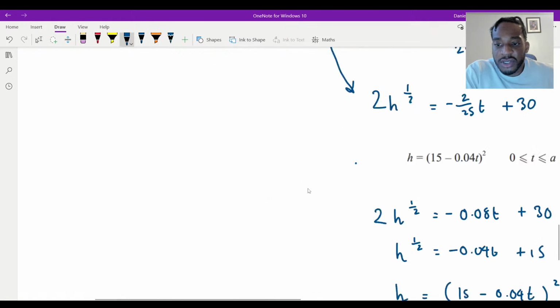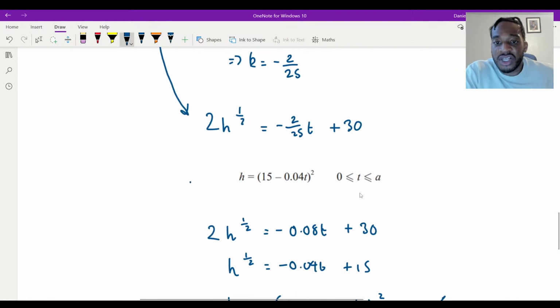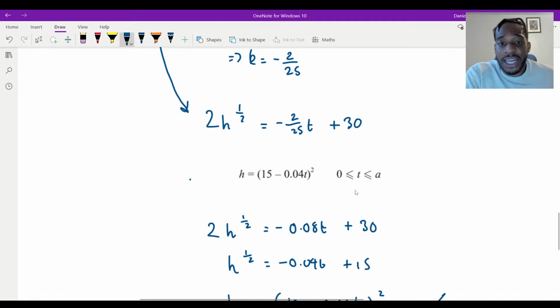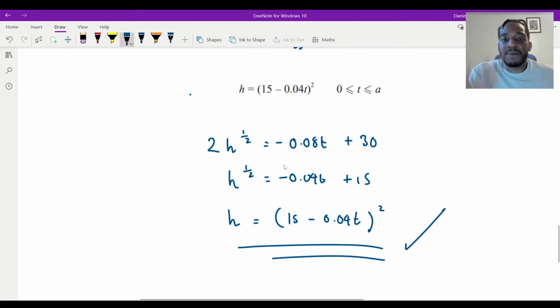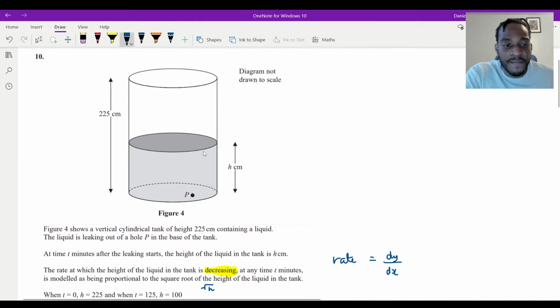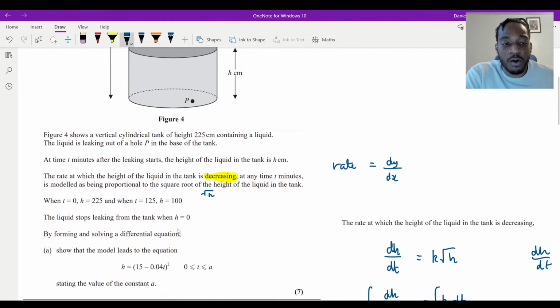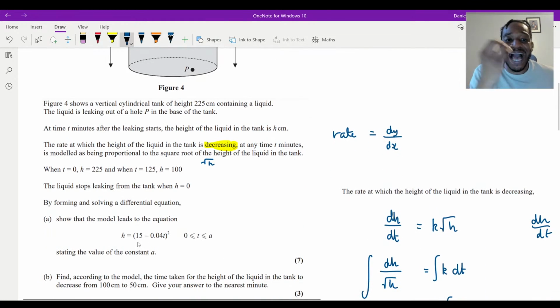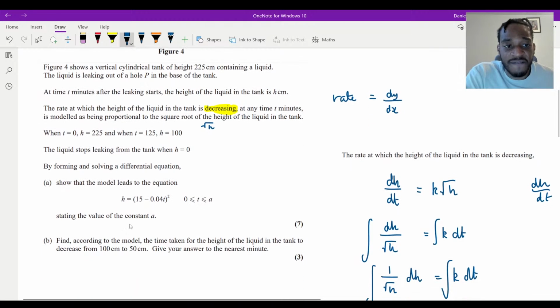And then now, remember, we also needed to figure out what the constant a is. Now, remember what we're dealing with here. Always think about the context of the question, right? They've told us that we've got a cylindrical tank where the water's leaking, and we figured out the formula which connects the height at any time. Now they've told us that the liquid stops leaking from the tank when h is equal to 0. That's going to be the maximum time, no? So all we're going to do is make h equal to 0, figure out what t is there, and that will give us the value of a. So that's pretty easy now.